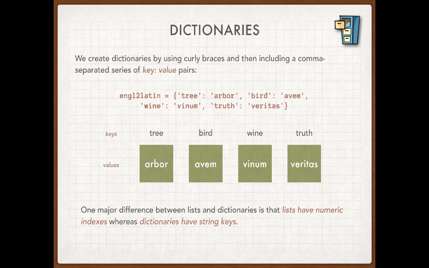And there's a comma. New drawer. The key is bird. That goes on the front. Avem is the Latin word that goes inside. Wine is the key that goes on the front of the drawer. Vinum is the word that goes inside the drawer, right? Et cetera, et cetera, et cetera. All right.